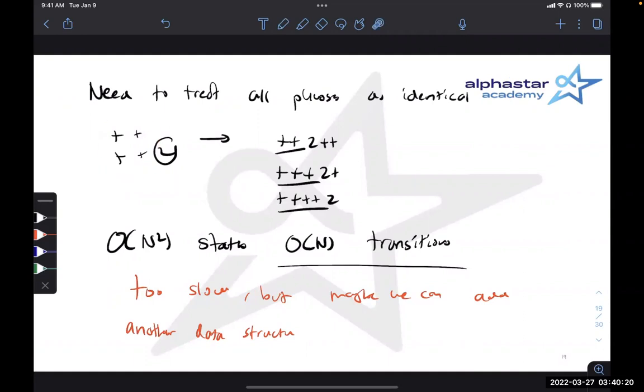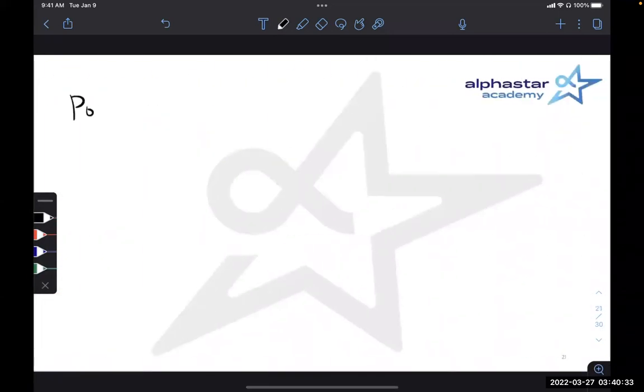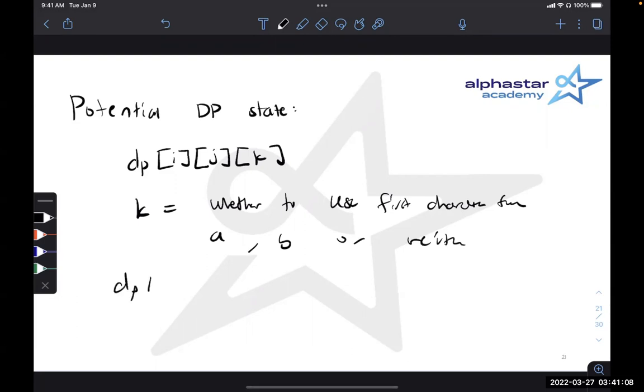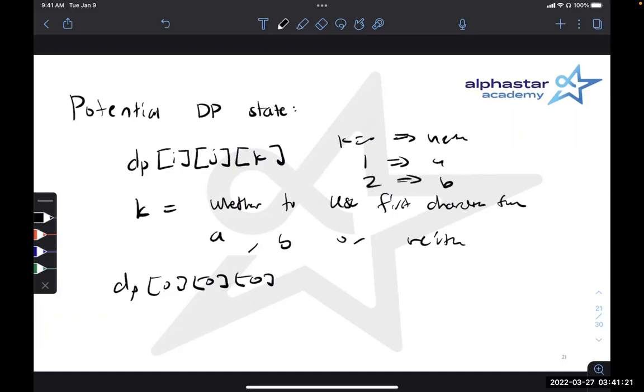So this is one of the cases where we want to force ourselves taking our pluses. We could force ourselves to take the 2, but then you also worry about what's there. I think it'd be easier to make our DP state something like this. A potential DP state can be DP[i][j] as before, and now we include K, where K equals whether to use the first character from A, B, or neither. Because at the start you would want DP[0][0][0], where maybe K equals 0 implies neither, 1 implies A, 2 implies B. This would be our answer.